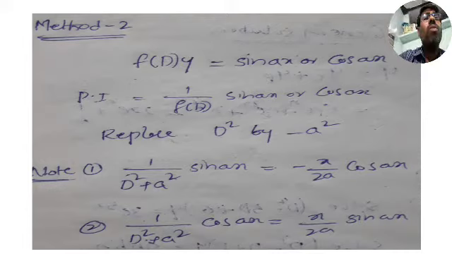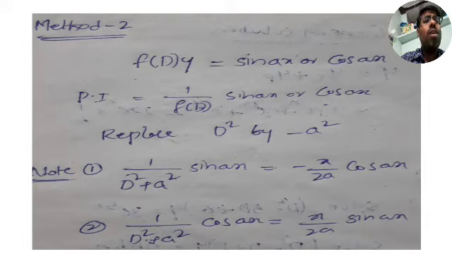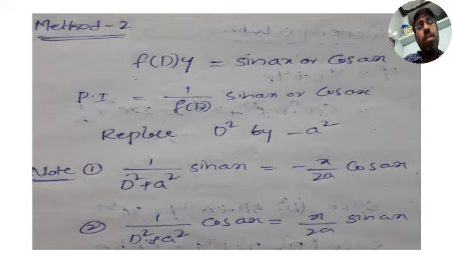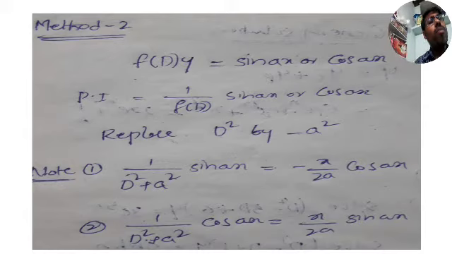So f of D of y is equal to a right hand side of sin x or cos x. What to do? The method is just a single line: replace D square by minus a square. That's it. If the denominator is 0, that is 1 by D square plus a square of sin x, and the second one 1 by D square plus a square of cos x. In case of sin x, it is minus x by 2a cos x, and for cos x, it is x by 2a sin x. So remember these two formulas.